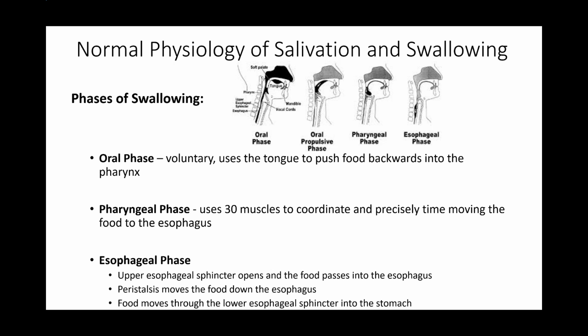In the pharyngeal phase, this is an involuntary part where there's about 30 muscles that are used to coordinate and time the movement of the food or the liquid down into the esophagus. And the esophageal phase starts off with the upper esophageal sphincter opening to allow food to go down the esophagus. The food or liquid moves down the esophagus by peristalsis, or sort of wave-like movements that push the food down. And then the food moves through the lower esophageal sphincter and ends up in the stomach.